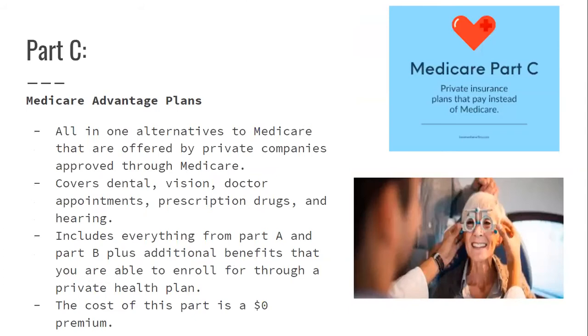Part C, Medicare Advantage plans. All-in-one alternatives to Medicare that are offered by private companies approved through Medicare. Covers dental, vision, doctor's appointments, prescription drugs, and hearing. It includes everything from Part A and Part B, plus additional benefits that you are able to enroll for through a private health plan. The cost of this part is $0 premium.